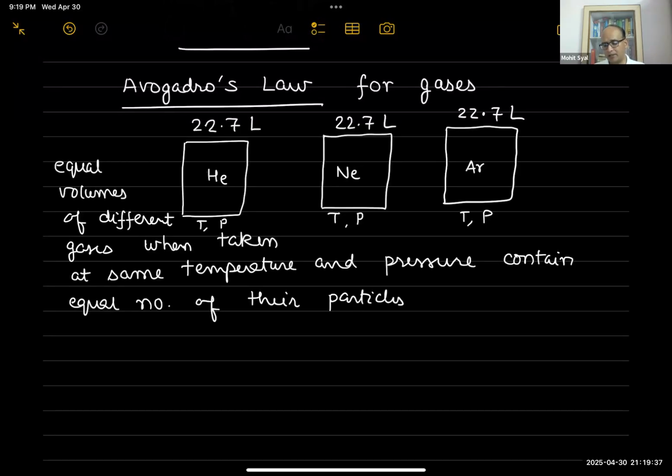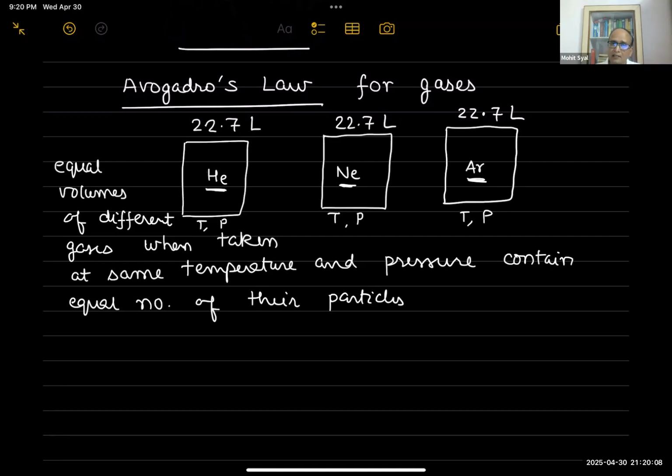Equal number of their particles, they could be atoms or molecules, that depends upon the type of gas. So helium, neon, and argon, though they are different gases, the number of particles will be the same. Is it clear or not? Yes, sir. Okay, so this is Avogadro's law.